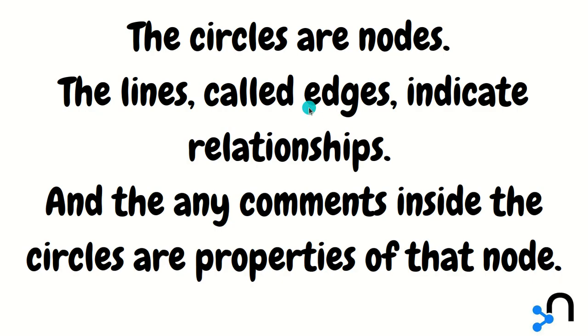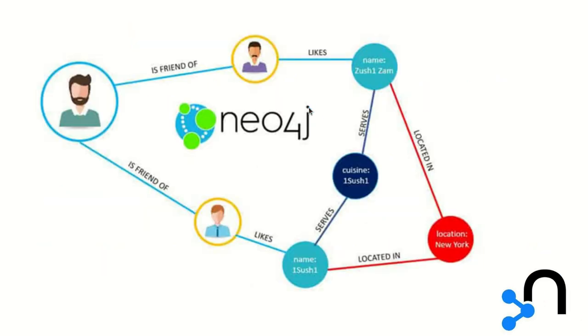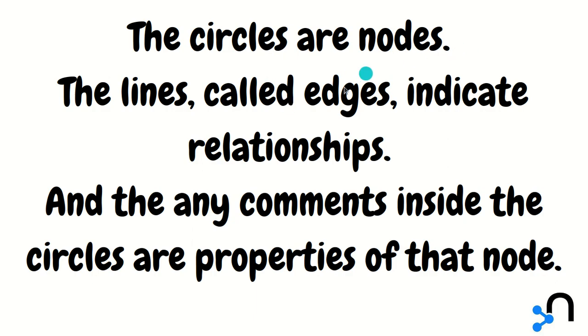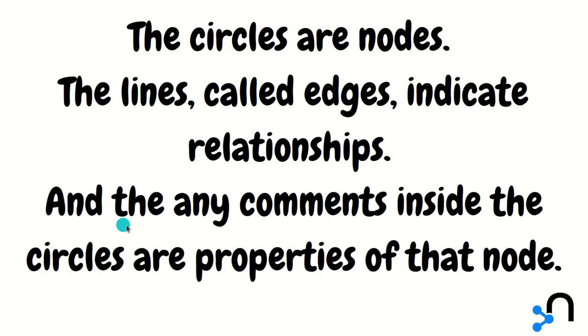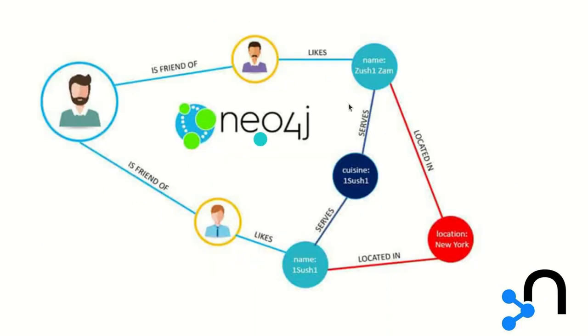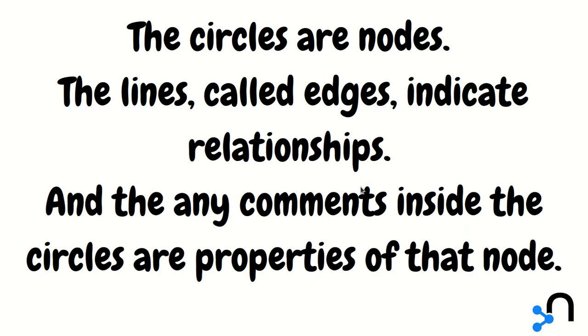Moving forward, guys, in the previous example, you can see we have circles available. These are called nodes. The lines which are connecting these circles are called edges. And then we have relationships, which are written over there, like is friend of, right? Any details inside the circles are properties of that node. You can see this is a property. It's in a key value pair, name. This one is also a key value pair. You can see that the two terms are separated with a colon. All right. So these are called properties.